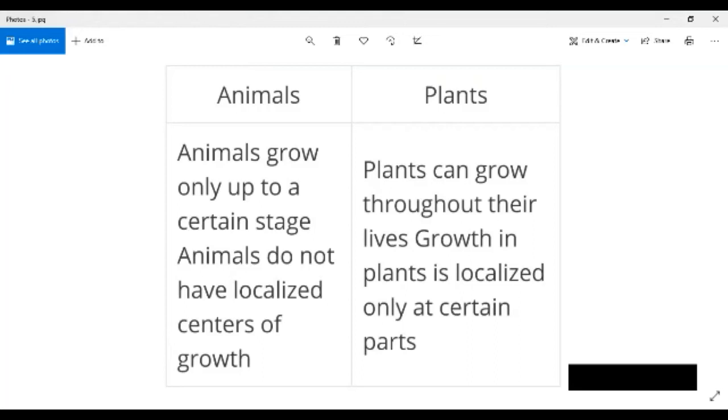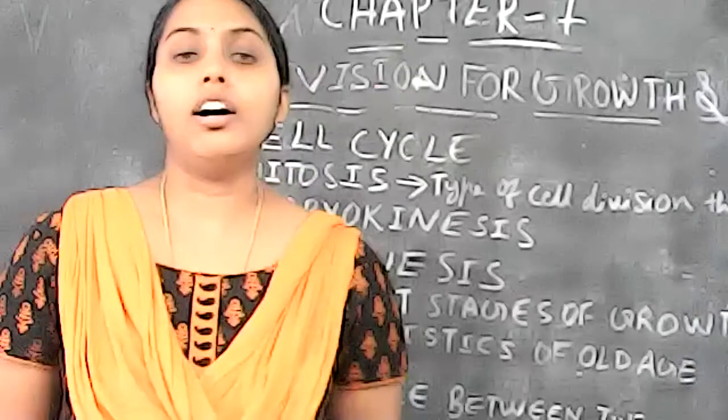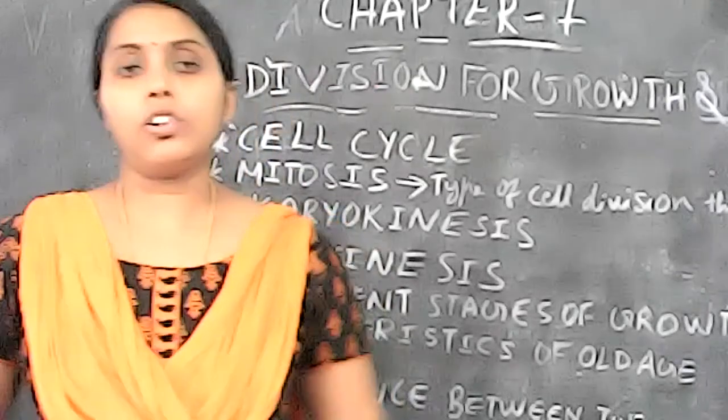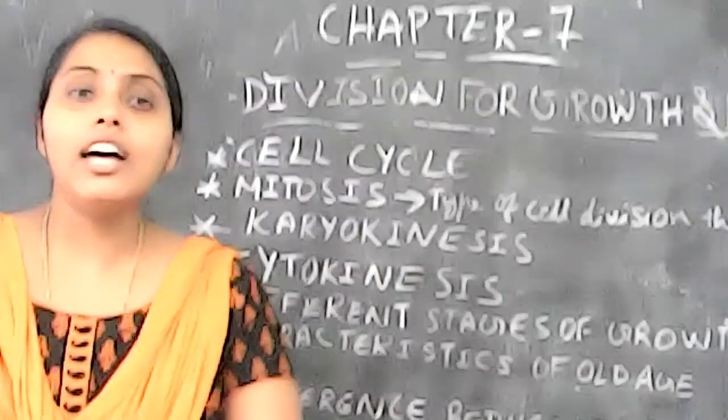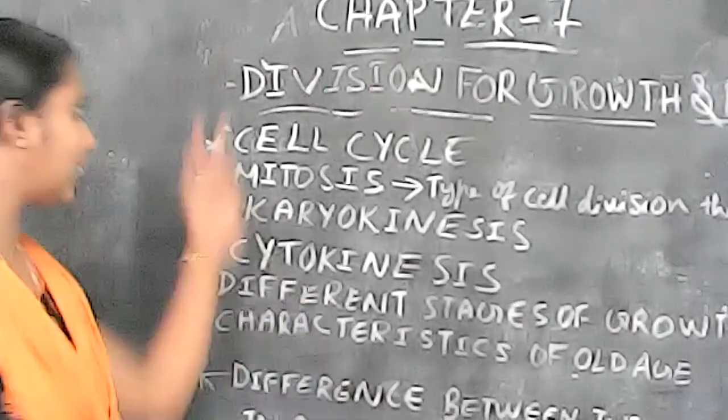But in the case of plants, growth is localized only at certain parts. So in the case of plants, the growth is localized only at certain parts. That's about the difference between the division and growth in plants and animals. So once more I will repeat for you, that is the cell cycle.